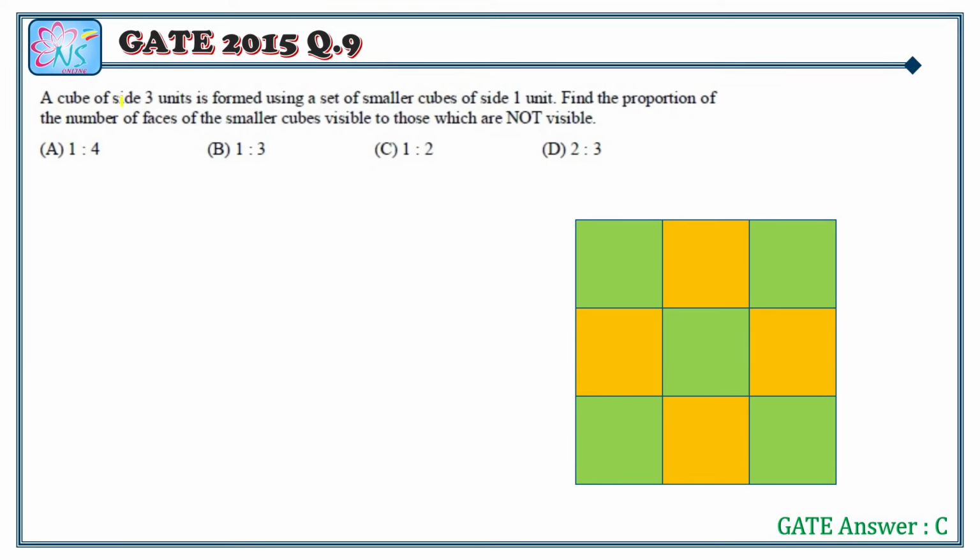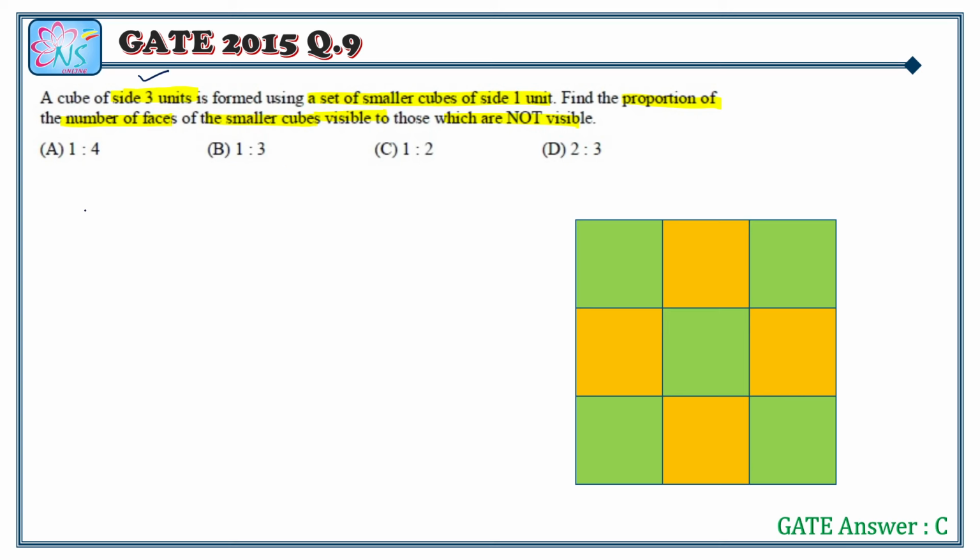Question number 9: a cube of side 3 units is formed using a set of smaller cubes of side 1 unit. Find the proportion of the number of faces of a smaller cube visible to those which are not visible. So here we have to find the ratio of the number of faces visible to the faces which are not visible, of the smaller cubes. For that first we need to find how many total faces are there, and then we will figure out how many faces are visible and how many are not visible. And before that we need to find how many smaller cubes are required to make this larger cube.